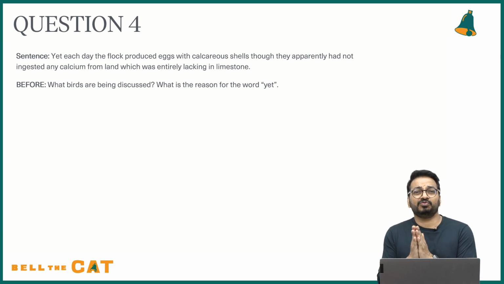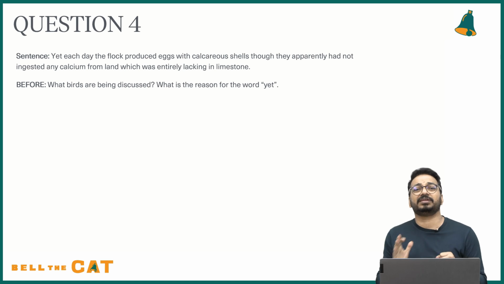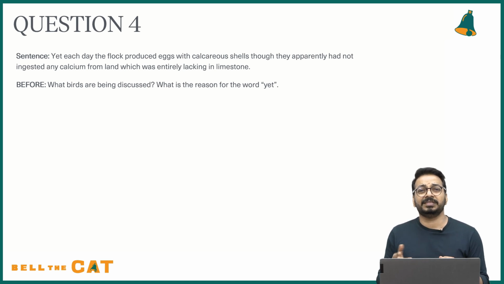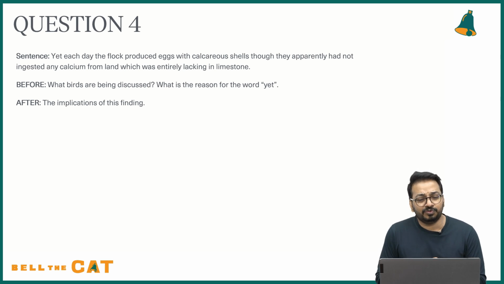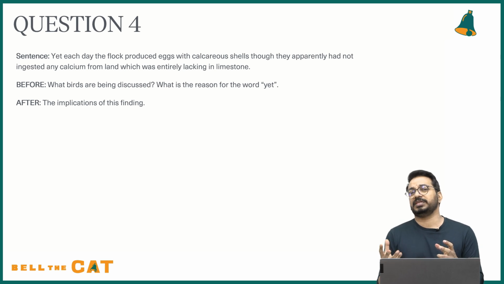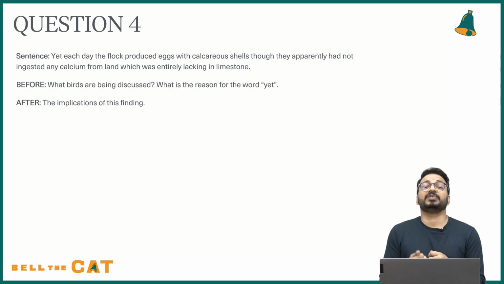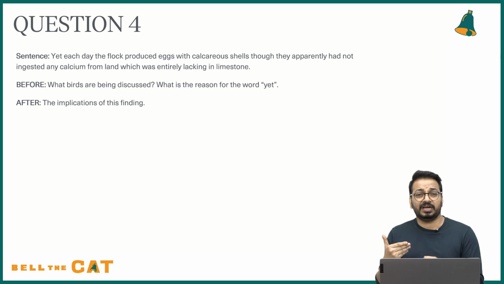So one part you need to know definitely before this sentence, what all should get covered. What is the reason for this yet? That context has to be there. So it seems as if there is a lot of information that is missing. What birds are these? And why are they producing eggs with calcareous shells? All of that explanation has to come before. What should come after? Though apparently they had not ingested any calcium. Eggs have calcium despite the birds not ingesting any calcium. So after this sentence, the reason for this should be revealed. So definitely the implications of this finding and the reason should be revealed after this.